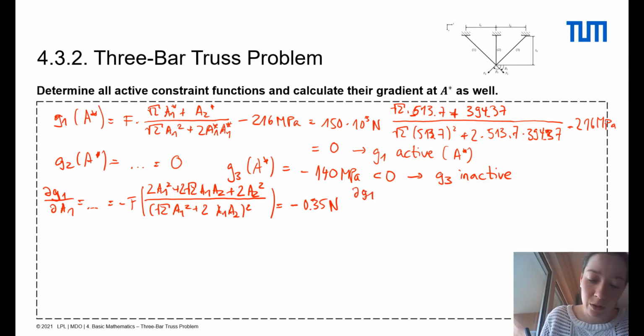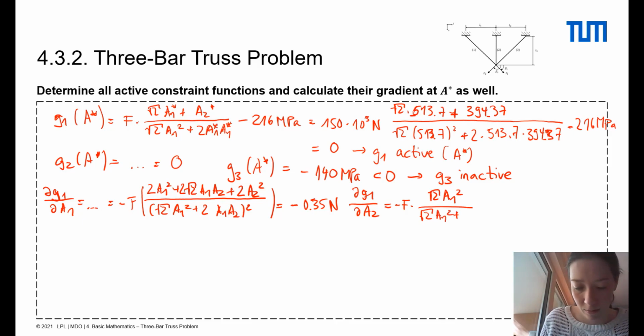And for G1 over A2, we have minus F times this term, and that's minus 0.092.